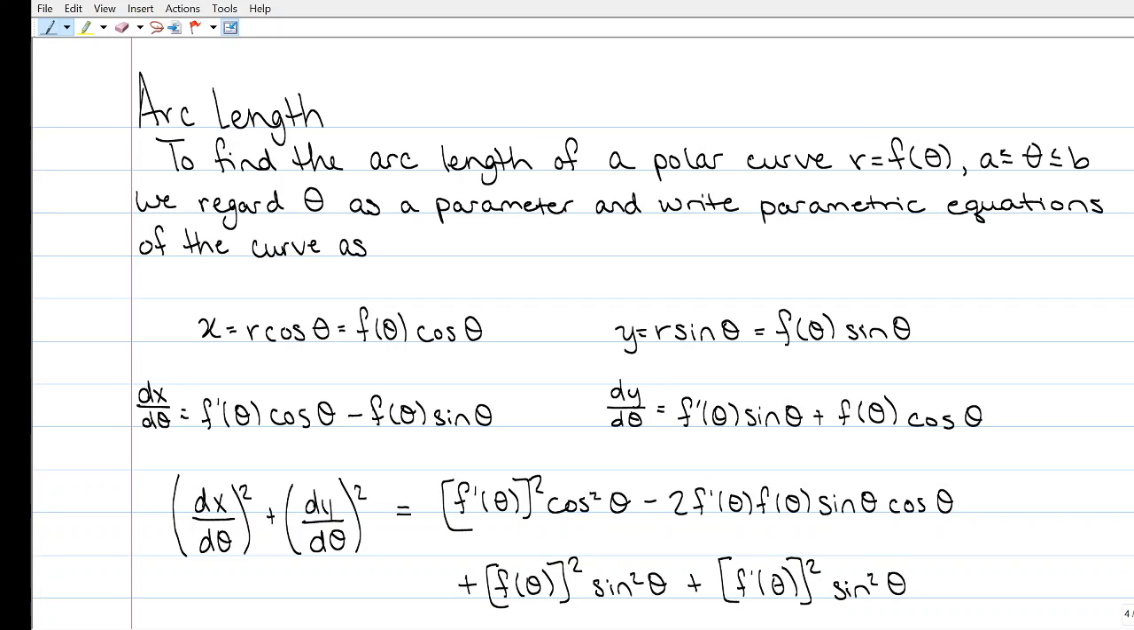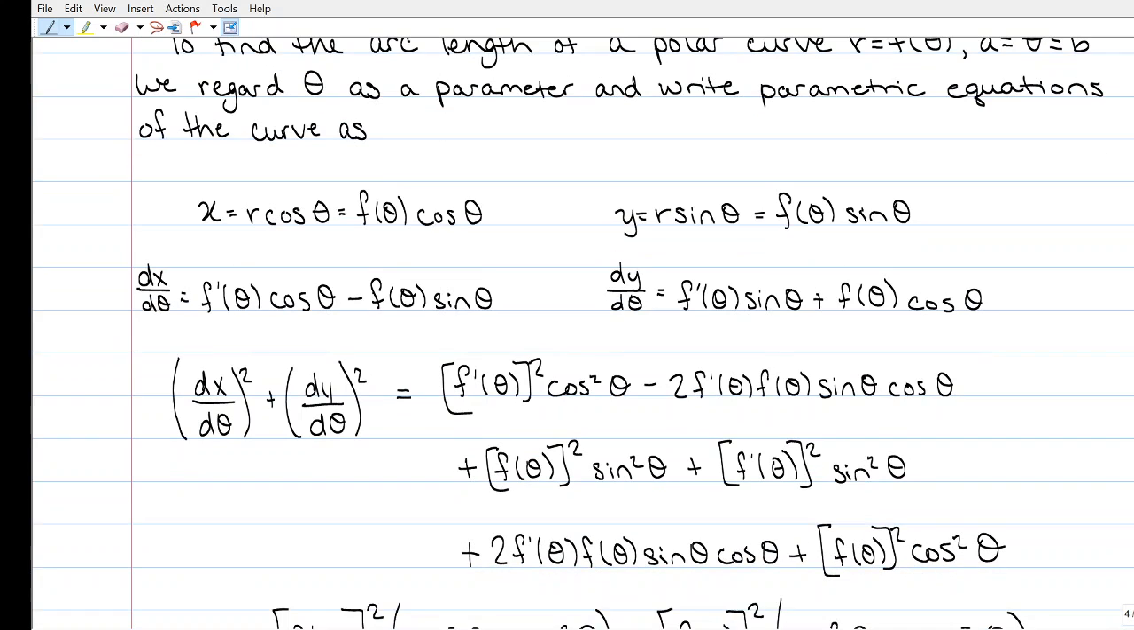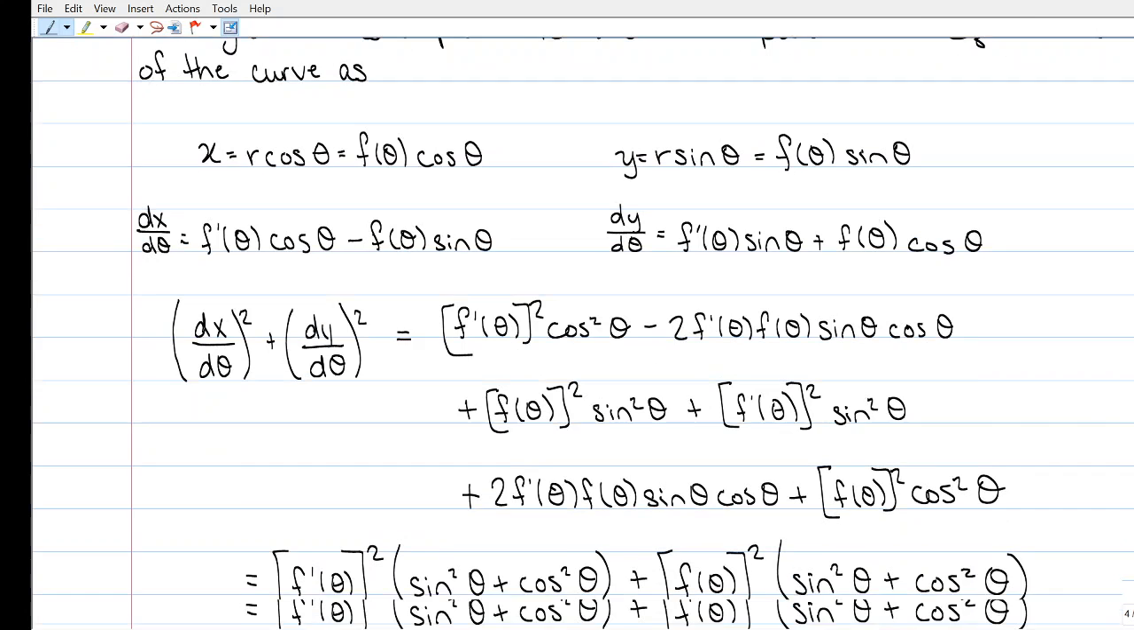Now dx d theta is found as we did in an earlier section: f prime of theta cosine theta minus f of theta sine theta. dy d theta is equal to f prime of theta sine theta plus f of theta cosine theta. We simply use the product rule.